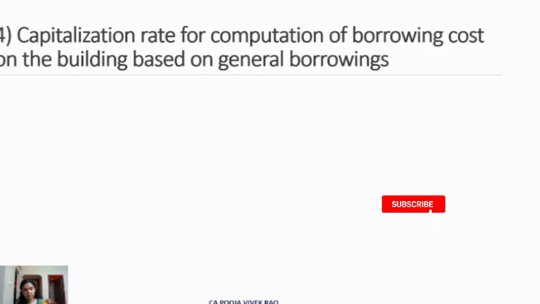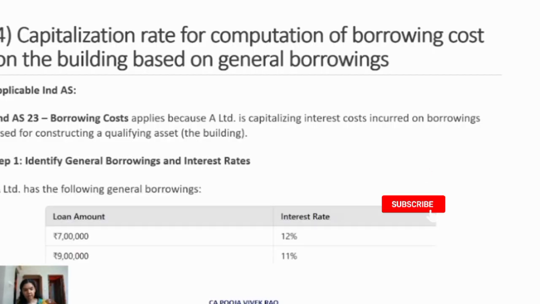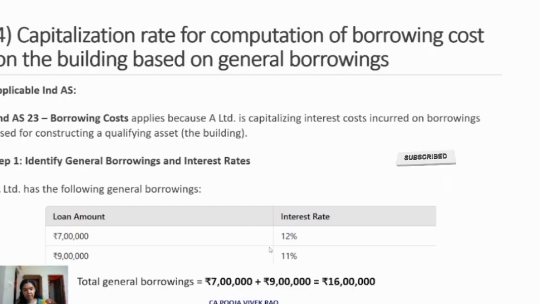In the question itself, this information has been given. So A Limited has the following borrowings. Loan amount 7 lakhs, interest rate is 12%. Loan amount 9 lakh, interest rate is 11%. Hence total general borrowing is 16 lakhs. Here the weighted average method will be used to compute the capitalization rate of the borrowings. That is 7 lakh into 12% plus 9 lakh into 11% divided by 16 lakhs.